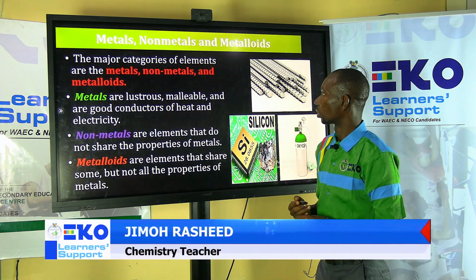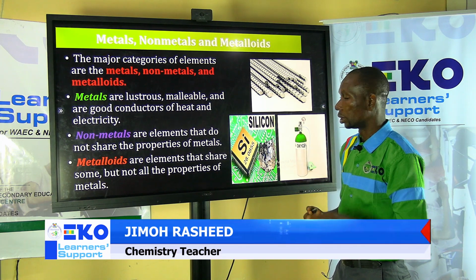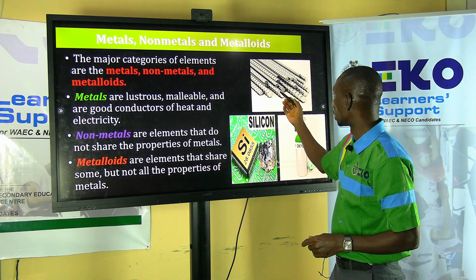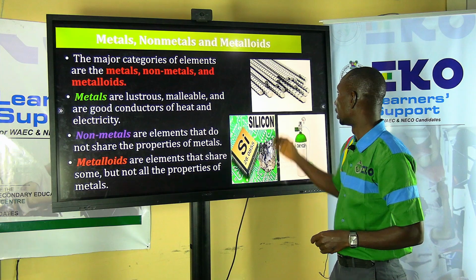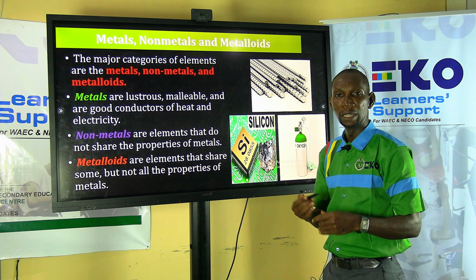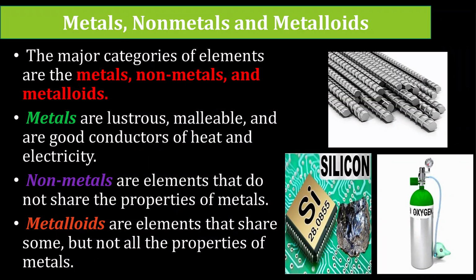Now, this is classifying elements into metals, non-metals, and metalloids. So I believe by now, the task I gave you earlier, you should be able to take care of this. And you can see examples of elements that are solid there: the iron rods that are used in the construction industry. You have silicon, which is a magic element that has revolutionized the electronic world. All of the smart devices make use of silicon because of its mild electrical conductivity. Oxygen, which is essential for life.